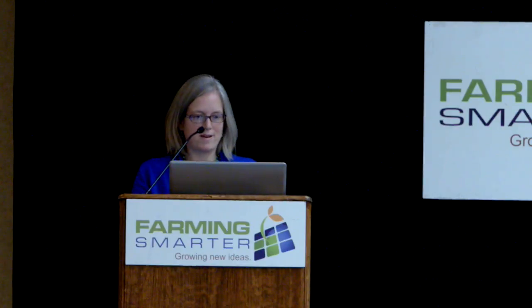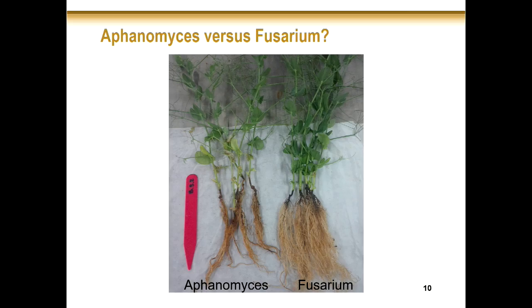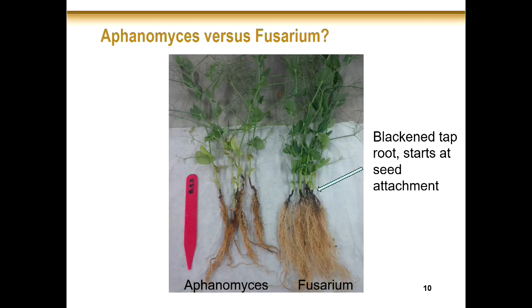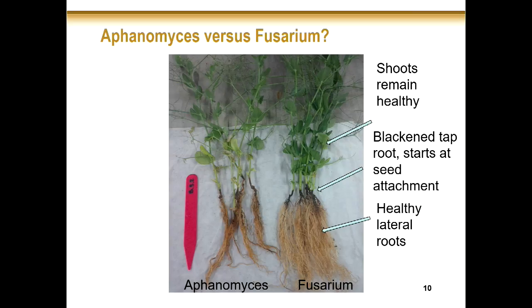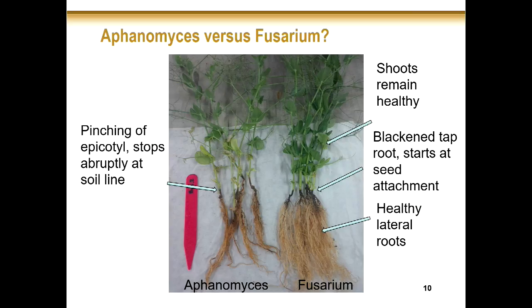Okay, so how do we distinguish Aphanomyces versus Fusarium? Well, in the lab in the greenhouse where I inoculate plants with Aphanomyces and Fusarium, I can tell them apart very easily. So I'll show you how I do that, and then I'll show you what roots actually look like from the field. So Fusarium, we get this blackened taproot that starts at that point of seed attachment. Most of the time, the lateral roots will still look pretty healthy, and because of that, we still usually see nice, healthy shoots.